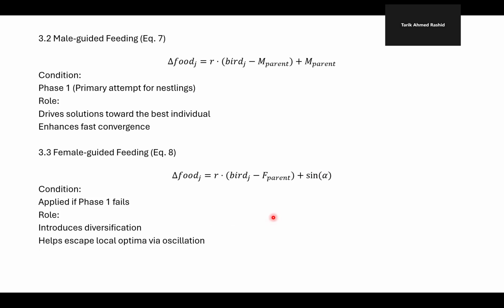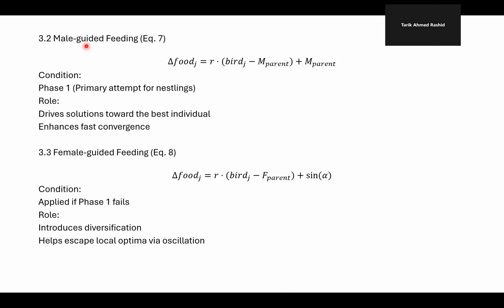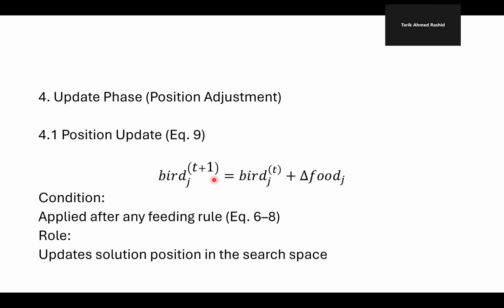Let me just go through this so that you don't get any confusion. This is the male parent feeding himself. This is the male parent feeding its child, and this is the female parent feeding its child. And the new solution equals the current solution plus the delta food, which can be obtained from equations 6, 7, or 8, depending on the situation.